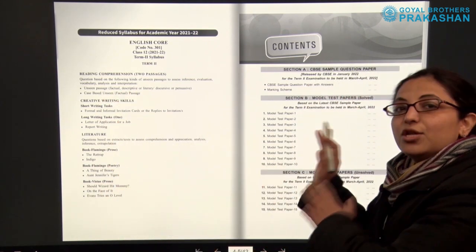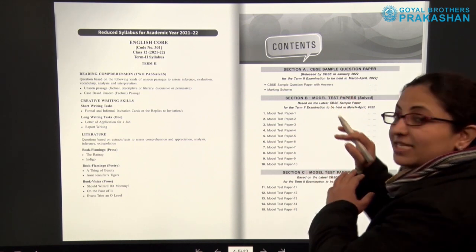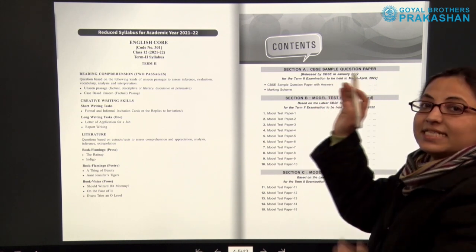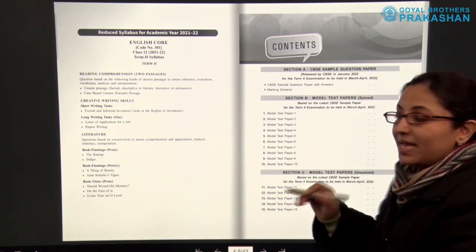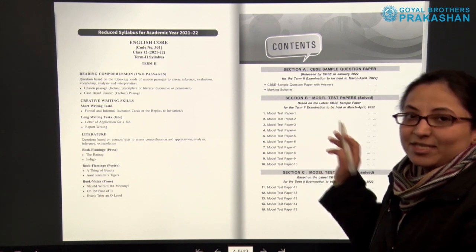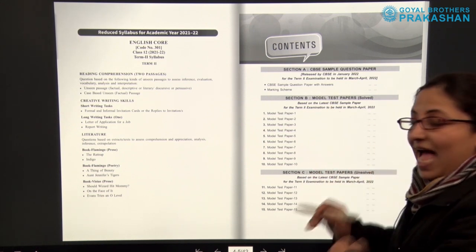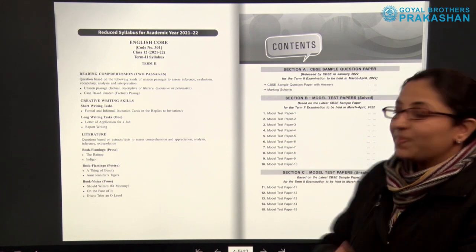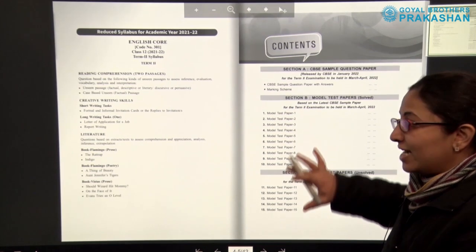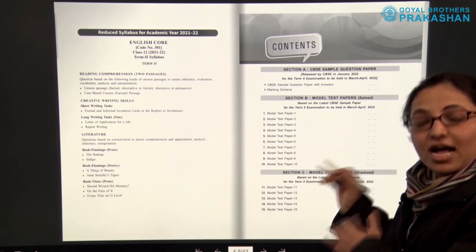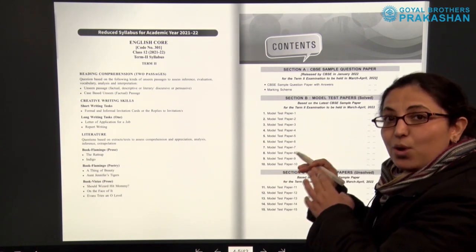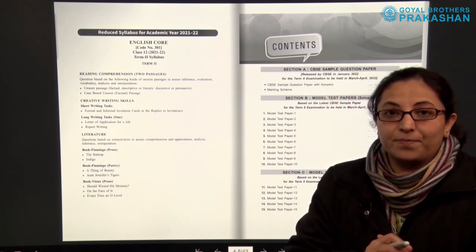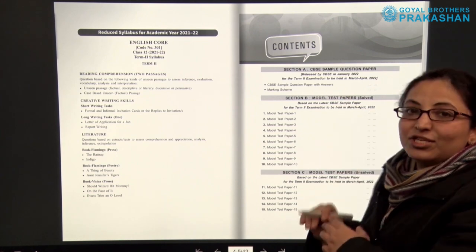After that, we have the contents section. In the contents, if you note, there are 3 different sections. Section A is the CBSE Sample Question Paper. Section B is the model test papers which are solved, and section C is the model test papers which are unsolved. These solved and unsolved model test papers are based strictly on the CBSE sample question paper released by the board. Now let us see the sections individually.